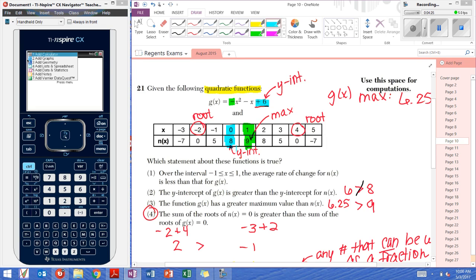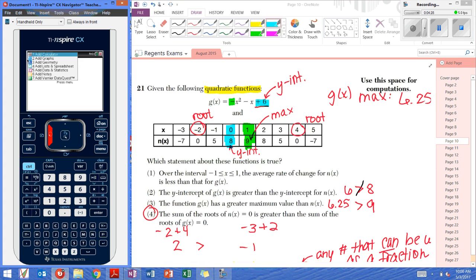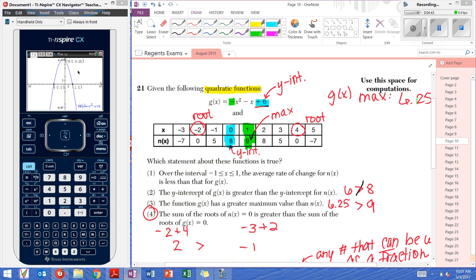Number 3 says the function g of x has a greater maximum. So the maximum, well, what you wanted to do here was actually graph it. So we had to graph the function, which I did here, and I calculated the maximum, the vertex, and saw that the highest that it is 6.25, which is definitely not higher than our maximum here, which we have highlighted in green, which was 9. So that's not true.